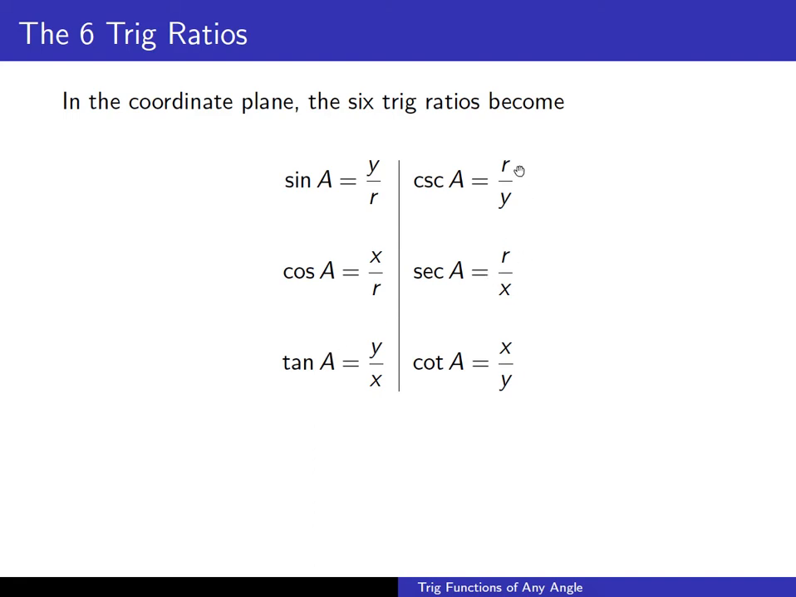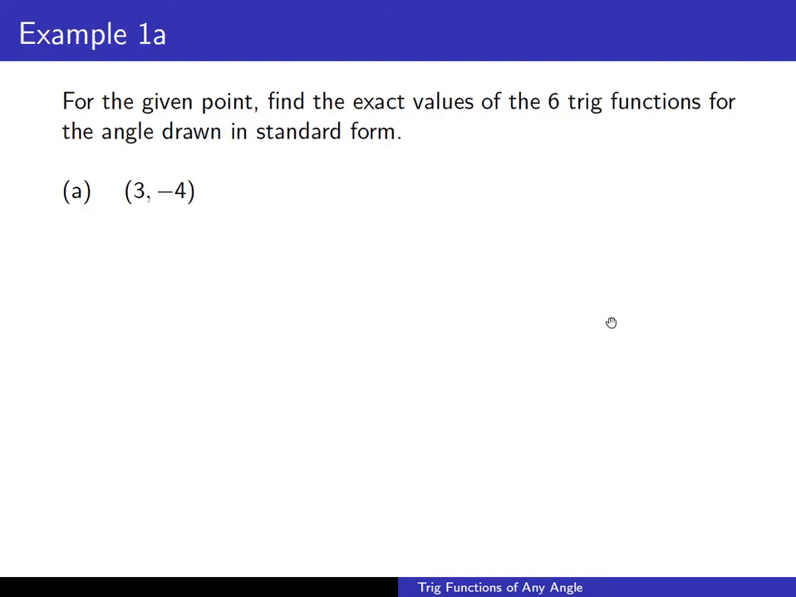The value of r is always going to be positive because it does represent a radius, it does represent a distance, and distance is always positive. So for a given point, find the exact values of the 6 trig ratios, or trig functions, for the angle drawn in standard form. Now, I'm going to use trig functions and trig ratios interchangeably. They mean the exact same thing.